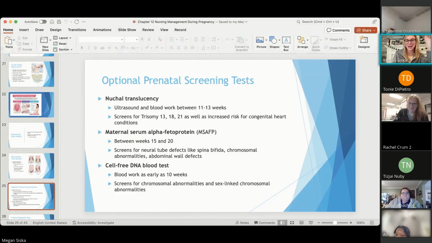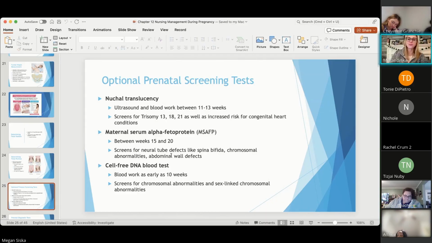Okay. It also can screen for abdominal wall defects. So things like gastroschisis and omphalocele. We'll talk more about that when we get to our newborn chapter. So basically all I want you to know is it's an additional screening test that can screen for neural tube defects or chromosomal abnormalities.